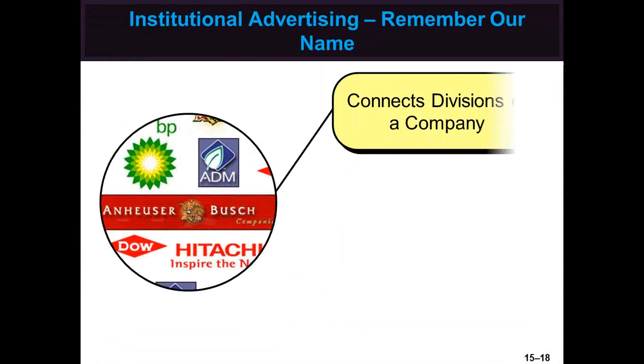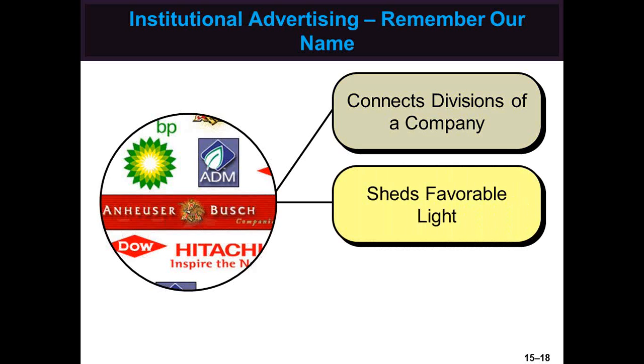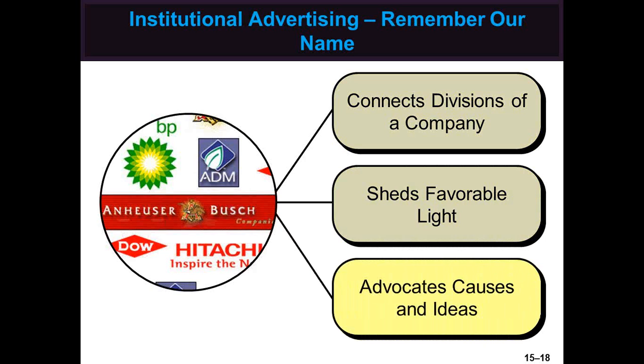Aside from all the types of product advertising described so far, the other major kind of advertising is institutional advertising. It usually focuses on the name and prestige of an organization or industry. It may seek to inform, persuade, or remind. Companies sometimes use institutional advertising to connect the various divisions of a large company in the consumer's mind, present the company in a favorable light, or advocate causes and ideas.